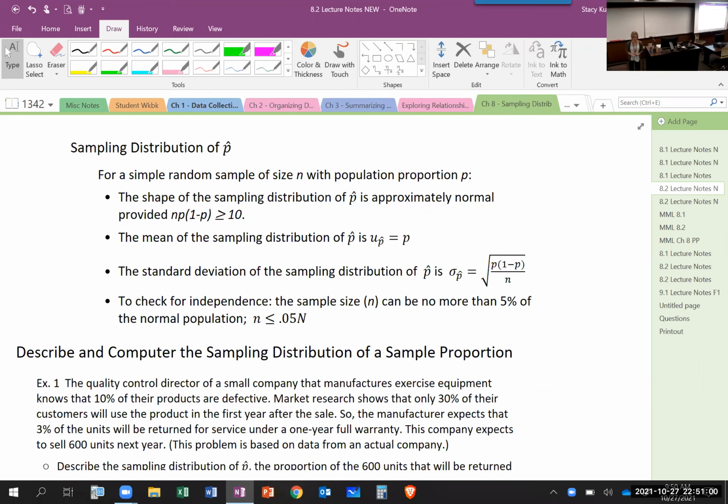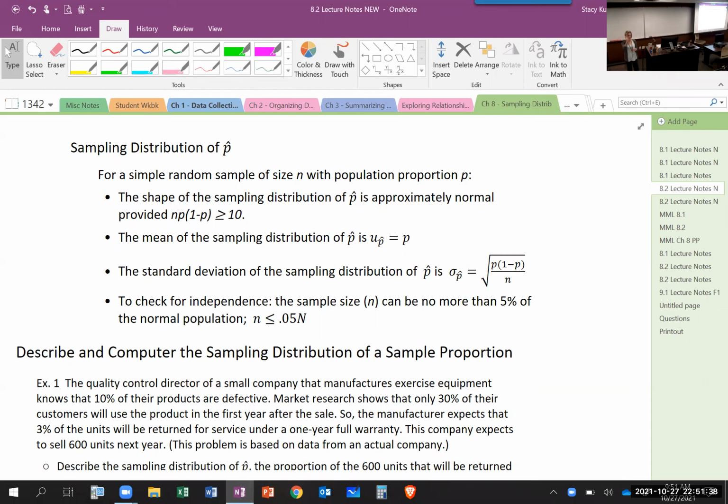The center of our sample proportion, in other words, the mean of our sampling distribution, mu sub p hat, is going to be the same as the population's proportion, right? The mean of the sample is the same as the mean of the population. We're just describing it using p's now instead of x bars, okay? So the mean of the sample proportion is equal to the mean of the population's proportion.